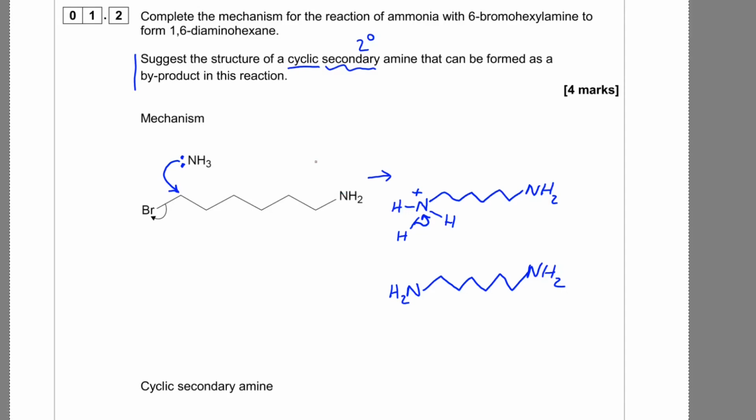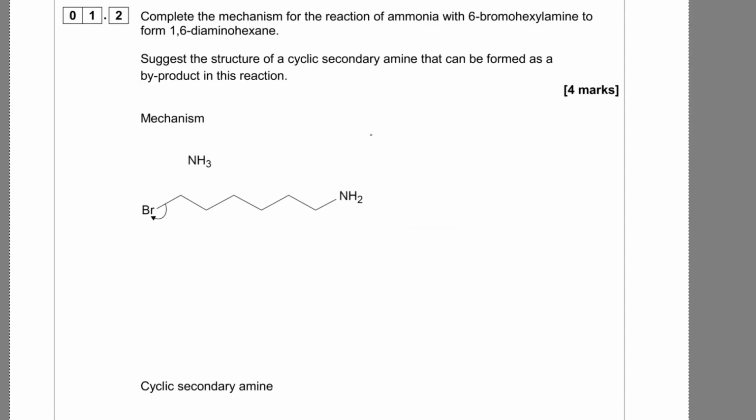Right, I'm going to clear my screen here. There we go. So instead of using this, you don't have to do this mechanism, I'm just showing you this just to show you where I'm coming from. Instead of it being an ammonia that's coming in, what could happen is the amine group at this end of the molecule that we're starting with can actually be the nucleophile. So this would come in and attack the carbon there. So then what does this form?